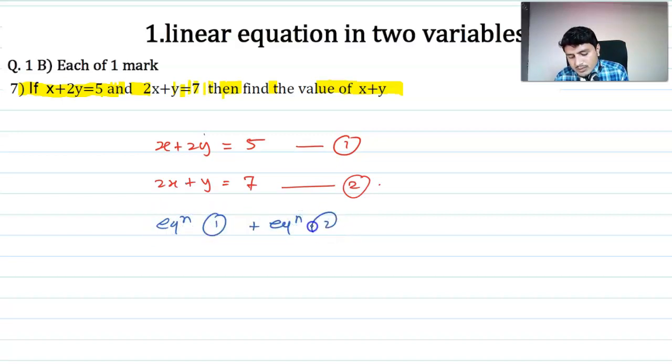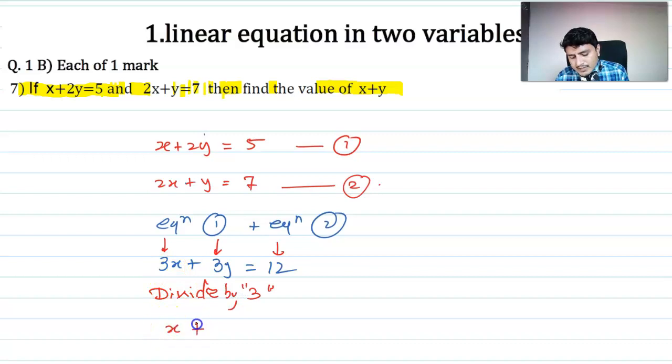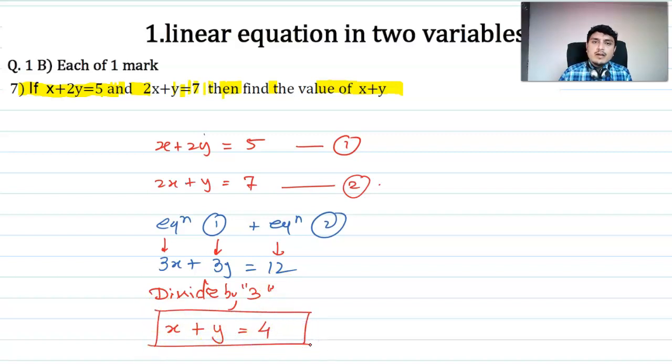Equation 1 plus equation 2: we have x plus 2x is 3x, while 2y plus y is 3y, equals 7 plus 5, which is 12. Now look at the coefficients of x, y and the constant. All are divisible by 3, so divide the equation throughout by 3. After dividing, 3x divided by 3 becomes x, 3y divided by 3 becomes y, equals 3 4s are 12, that is 4. So the value of x plus y is 4.